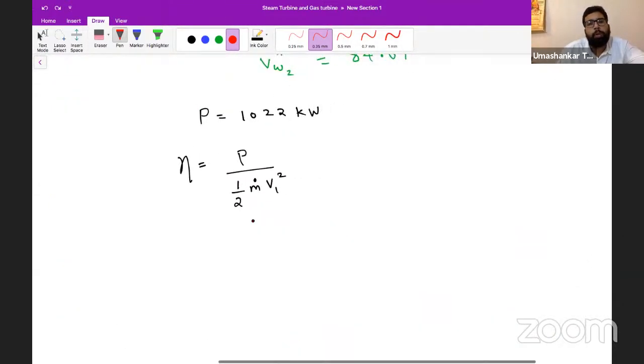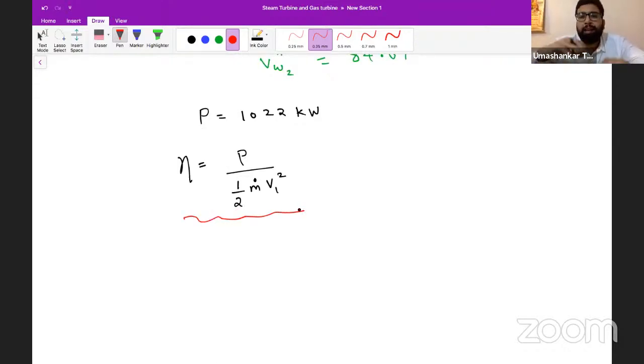Efficiency is output upon input. Okay, do not make some new formula for it. In some books, a new formula is given to it. I don't know why. If you can find the power, you can have your input, that is the entry. At the time of entry, what energy you had. From that energy, you created this power only. So your efficiency is output upon input. So you place all the values you have.